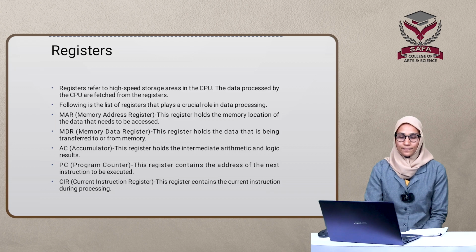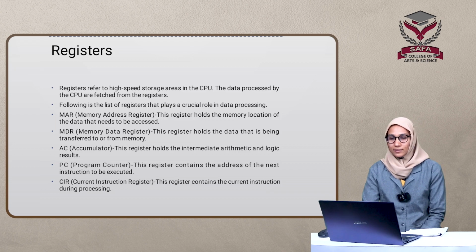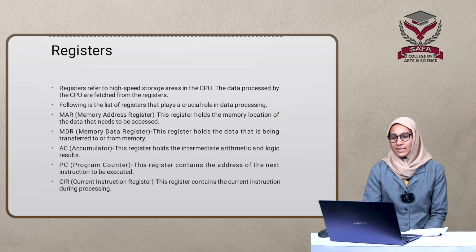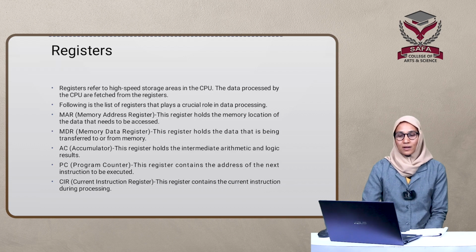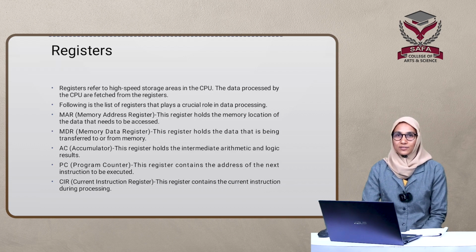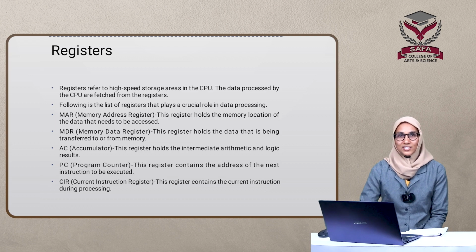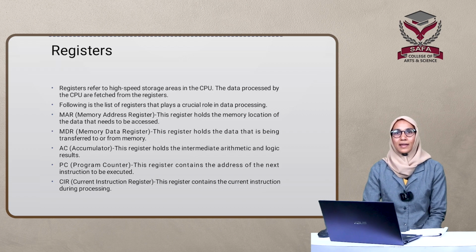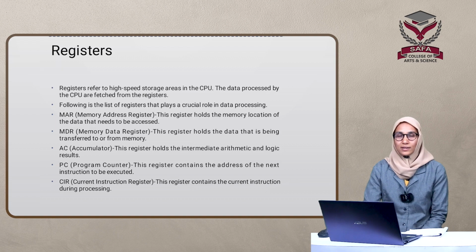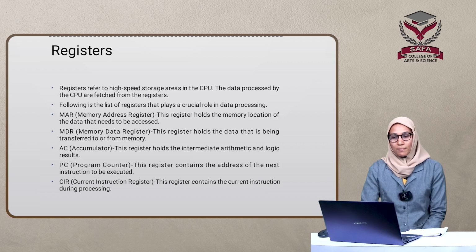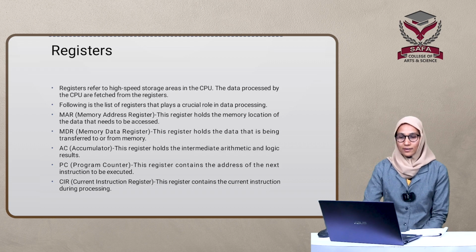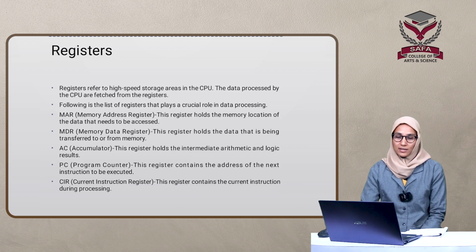It's an intermediate. Next, PC, the program counter register. This register contains the address of the next instruction to be executed. That address is held in the program counter. Next, CIR, the current instruction register. This register contains the current instruction during processing. The currently executing instruction can be stored in the CIR. These are the registers: memory address register, memory data register, accumulator register, program counter register, and last one, the current instruction register.